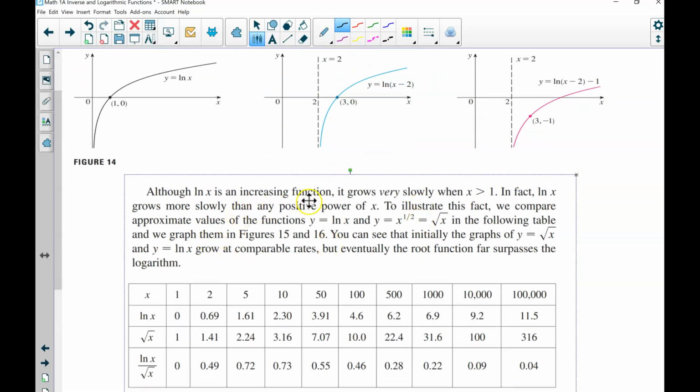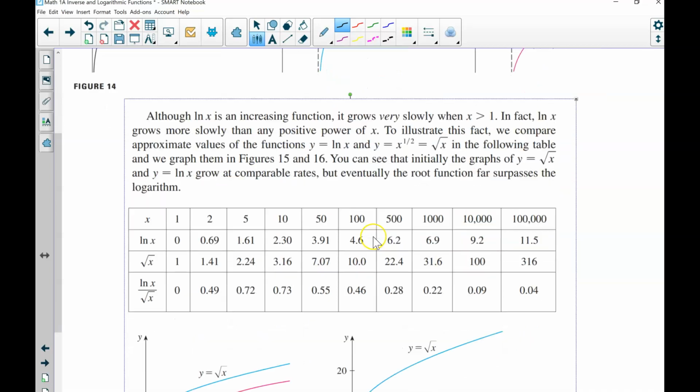Now, although the natural log is an increasing function, it grows very slowly when x is greater than 1. So in fact, the natural log of x grows more slowly than any positive power of x. To illustrate this fact, we compare approximated values of the functions y is equal to natural log of x and y is equal to x to the 1/2, which is the square root of x, in the following table. Then you can graph them.